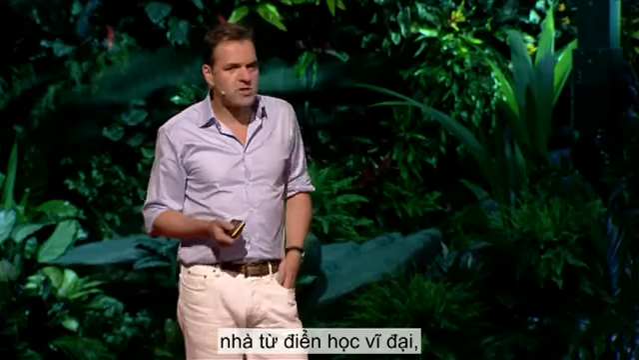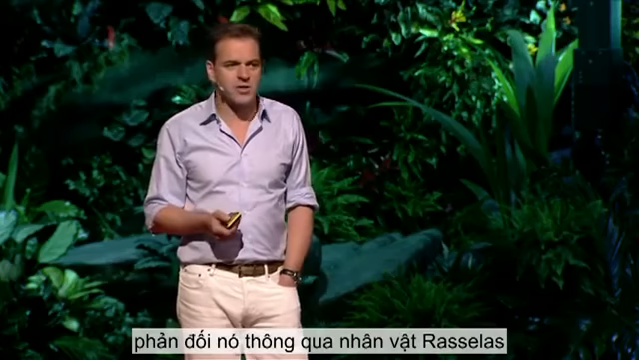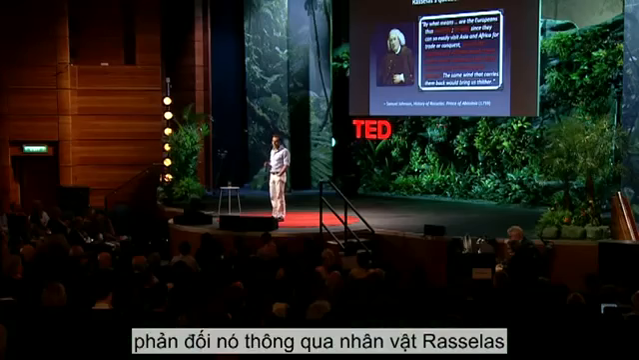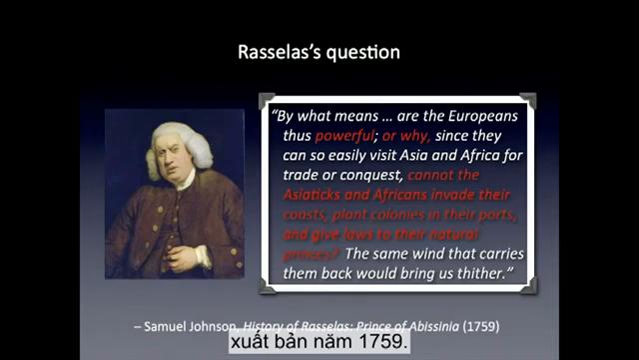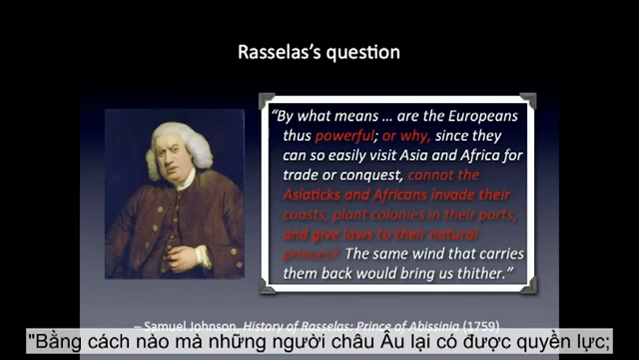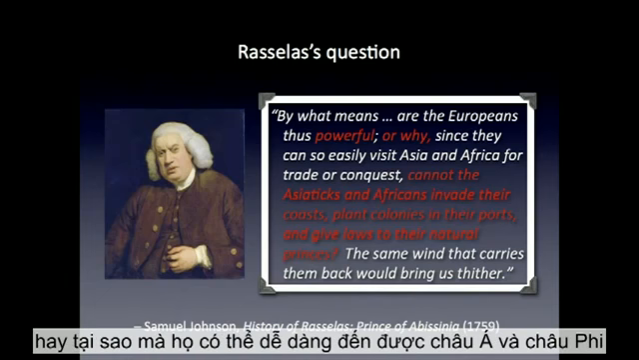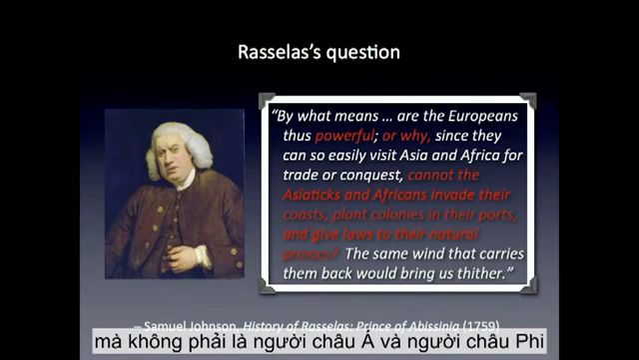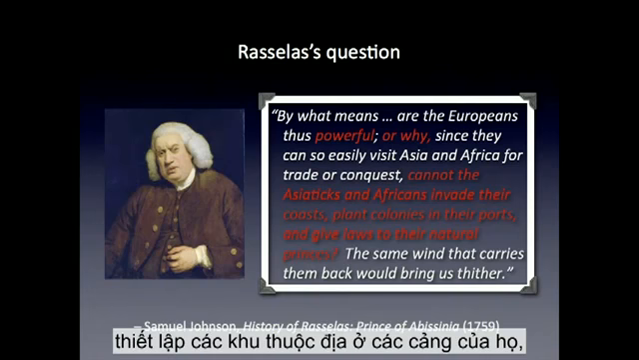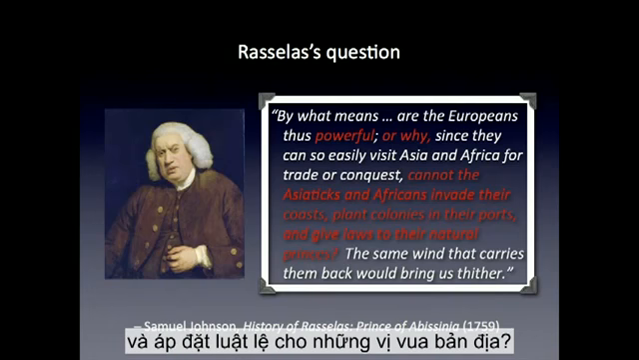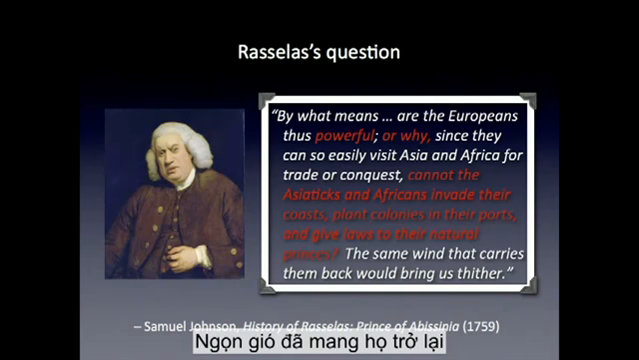This is not a new question. Samuel Johnson, the great lexicographer, posed it through his character Rasselas in his novel Rasselas, A Prince of Abyssinia, published in 1759. "By what means are the Europeans thus powerful, or why, since they can so easily visit Asia and Africa for trade or conquest, cannot the Asiatics and Africans invade their coasts, plant colonies in their ports, and give laws to their natural princes? The same wind that carries them back would bring us thither." That's a great question.